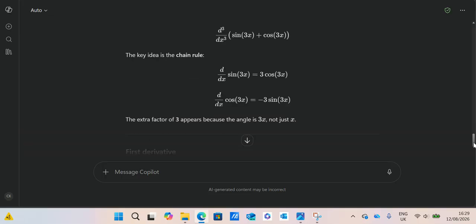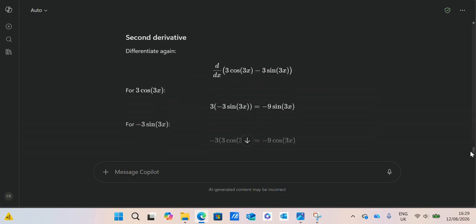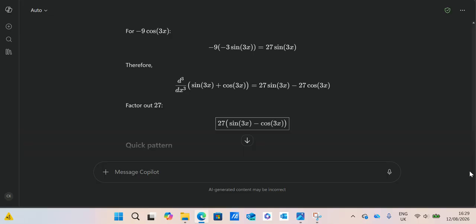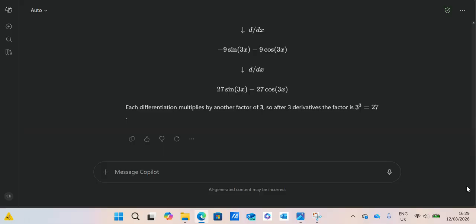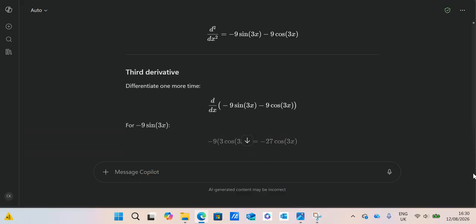Explain it, Copilot. I'm not seeing the chain rule. I don't see it. Okay, like I can see how it comes to 27. I don't like how it mentions the chain rule, and I'm not sure how it came up with the chain rule.